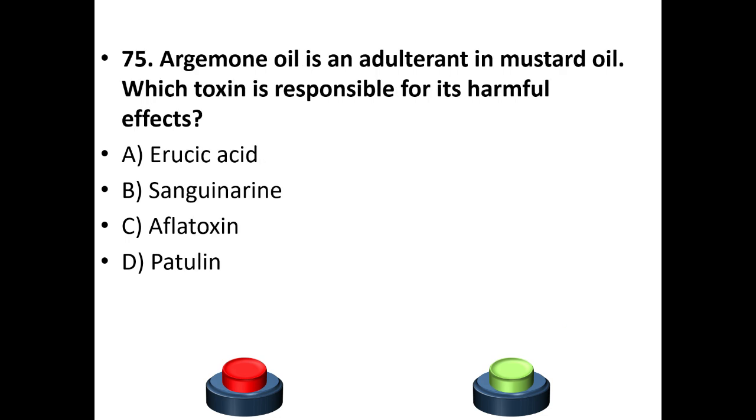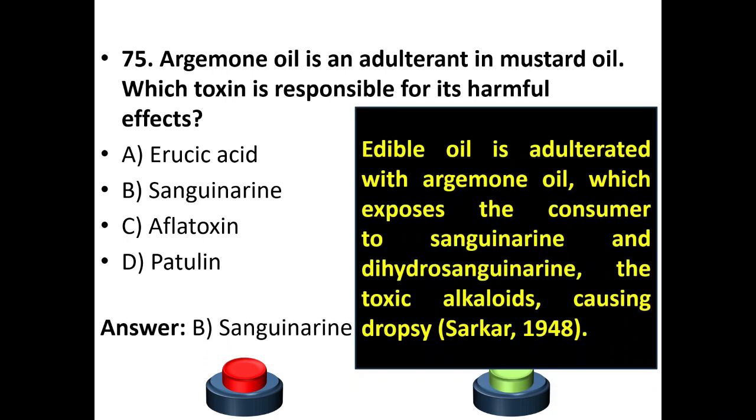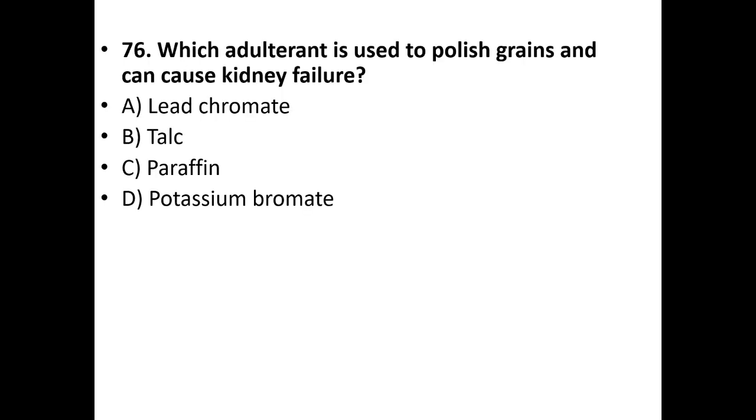75. Argemone oil is an adulterant in mustard oil. Which toxin is responsible for its harmful effects? Erucic acid, sanguinarine, aflatoxin, patulin. Which is the answer? Your answer is B, sanguinarine. Edible oil is adulterated with argemone oil, which exposes the consumer to sanguinarine and dihydrosanguinarine, the toxic alkaloids causing dropsy.